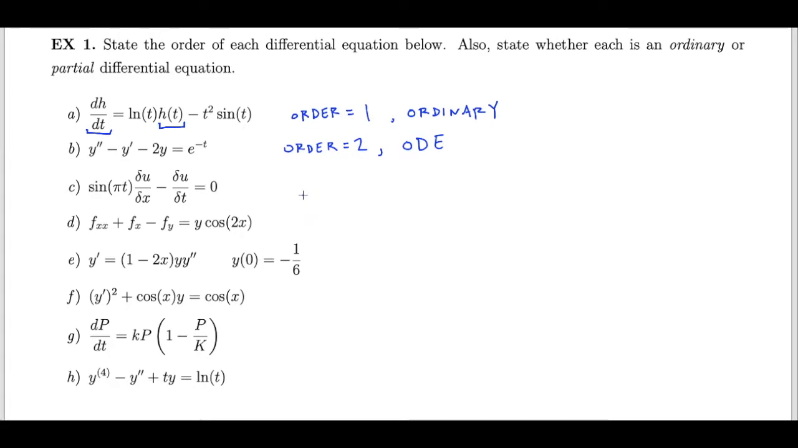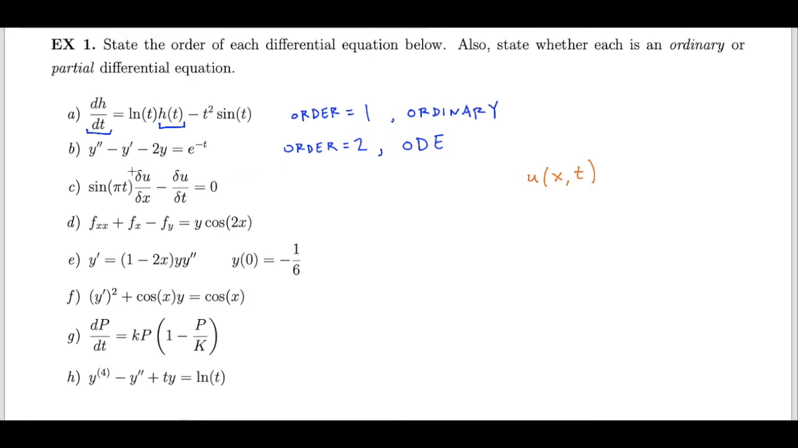Let's take a look at part C. Here I've got sine of pi t times the derivative of u with respect to x minus the derivative of u with respect to t. So here, from this notation, I can infer that I've got a dependent variable u, and that dependent variable depends on x, and it also depends on t. I'm going to note that kind of out here in the margin that my function is a function u with two independent variables, x and t.